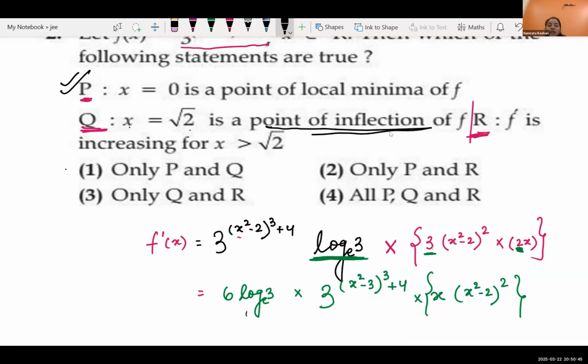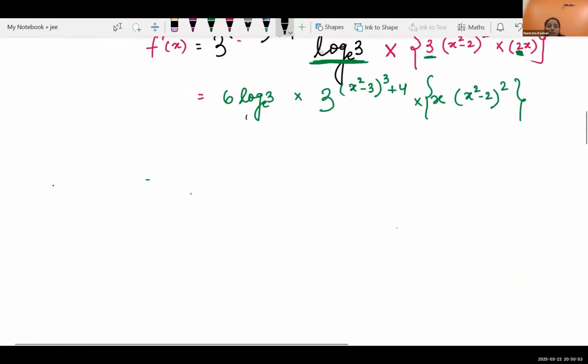So now you understand we have to check f double dash x as well. Yes or no? Let's check f double dash x. We have to find it carefully. This was f dash x. In f double dash x, I am writing the constant as it is. Constant will remain as it is.